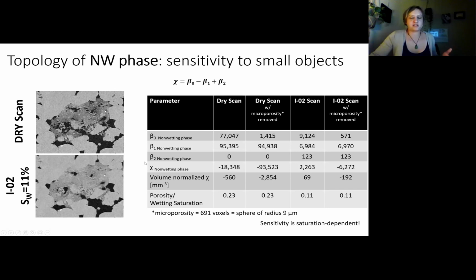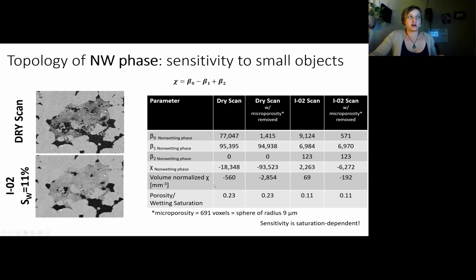So we applied a fairly conservative threshold size filter. So we removed any isolated objects that were smaller than the equivalent of a sphere that was 9 micron radius. And so basically when we do that, when we throw away those very, very small non-wetting phase features, we see a very large difference in our calculated topological values. So for the dry scan, we go from 77,000 Betti zero features down to 1,400 Betti zero features. The Betti 1 features, so that's the loops that are present in the system, that number doesn't change very much. But because the Euler characteristic, of course, depends linearly on both Betti 0 and Betti 1, we also see large changes in our Euler characteristic values.